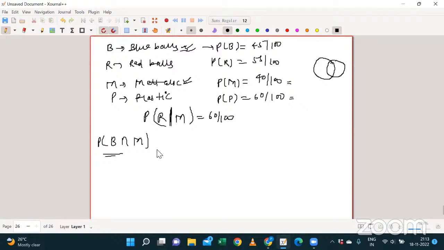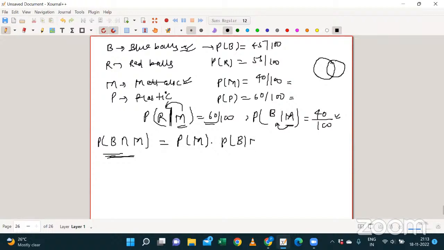Yes, sir. We need to find the probability that a metallic ball is blue. B intersection M. If of all the metallic balls 60% are red, then 40% will be blue. This is the intersection. So by the multiplication rule, I can write the probability of M times the probability of B given M. The probability of being metallic is 40%, so 40% times 40%, which is 0.16. That's all.